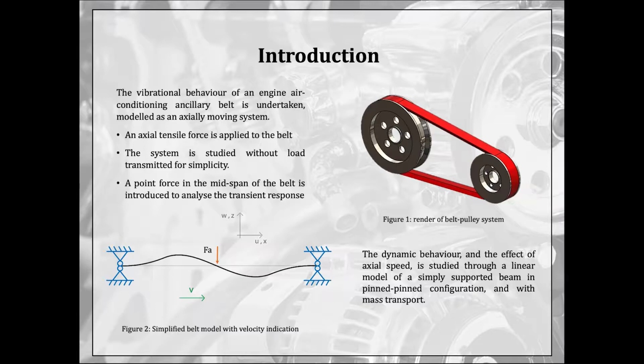The vibrational behavior of an engine air conditioning ancillary belt is undertaken, modeled as an axially moving system. The system is studied without load, omitted for simplicity. An axial tensile force is applied to the belt, and this represents the work done by the system. A point force is introduced into the midspan of the belt, and this helps us analyze the transient response. The dynamic behavior and the effect of axial speed is studied through a linear model of a simply supported beam in pin-pin configuration and with mass transport. This is shown in the schematic on the bottom left here in figure 2.